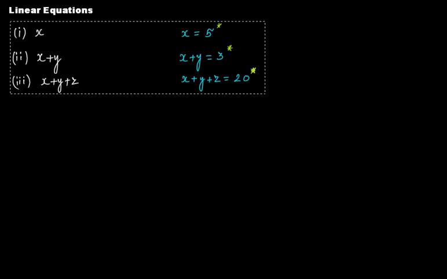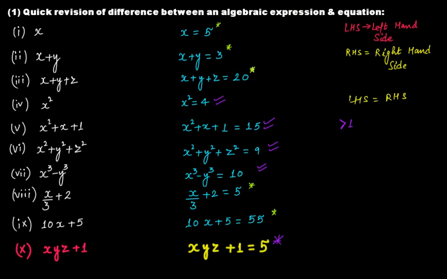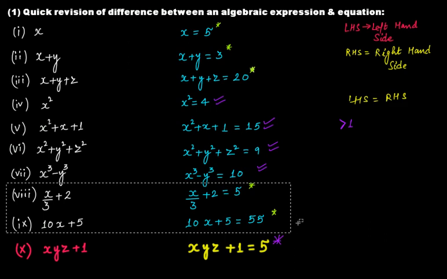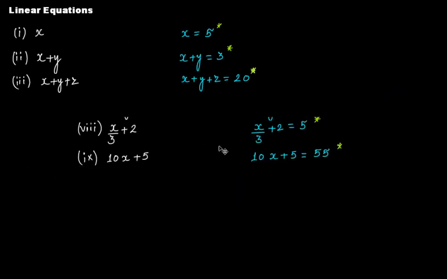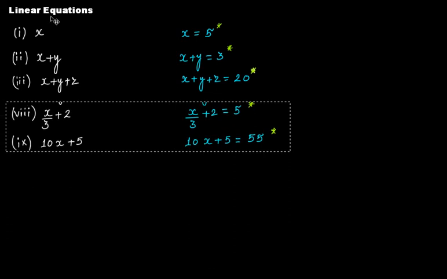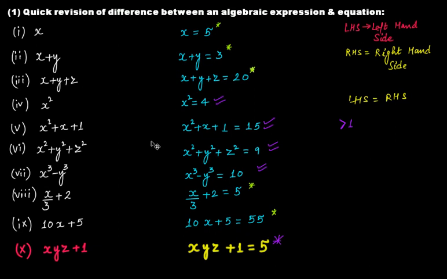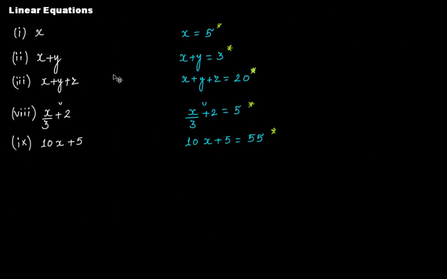V here, and then C and V. So these all are linear equations that we have selected out of these options here, right? So x is, sorry, this is an expression, but equations are here. So x is equal to 5 is a linear equation, x plus y is equal to 3 is a linear equation, x plus y plus z is equal to 20 is a linear equation, and x by 3 plus 2 is equal to 5 is a linear equation, and 10x plus 5 is equal to 55 is a linear equation.